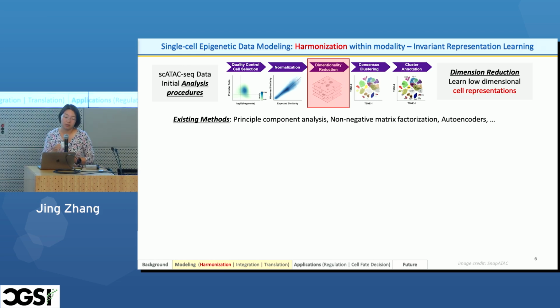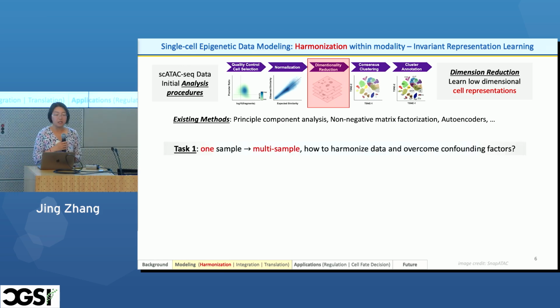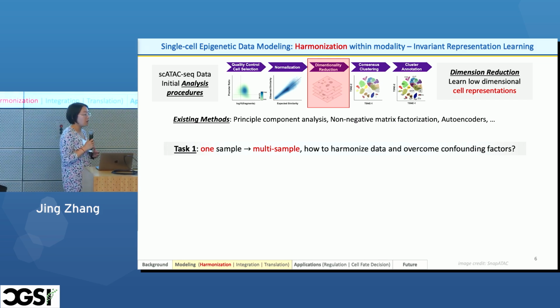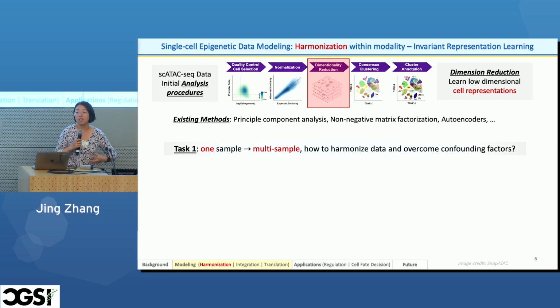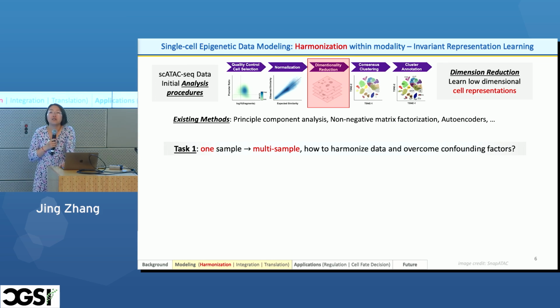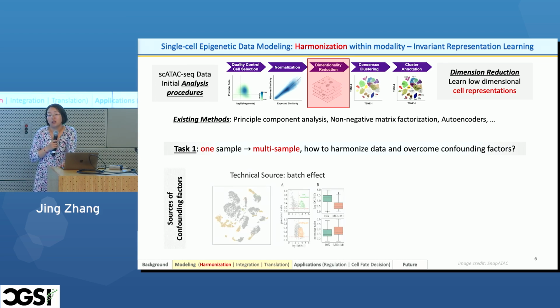Many of these methods, no matter whether they are linear or nonlinear, work very well in a single sample analysis. But in reality, we seldom do one sample analysis in a disease study. Right? What we see is we usually sequence multiple samples, and we need to jointly analyze those samples. And at that stage, there are a lot of issues in the data analysis.